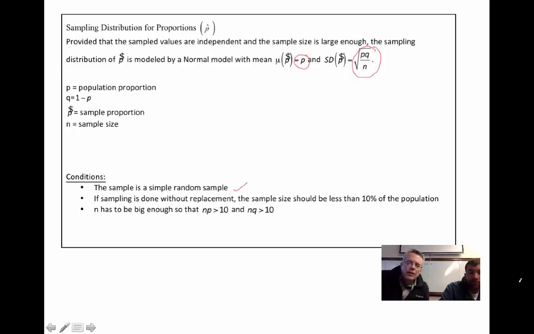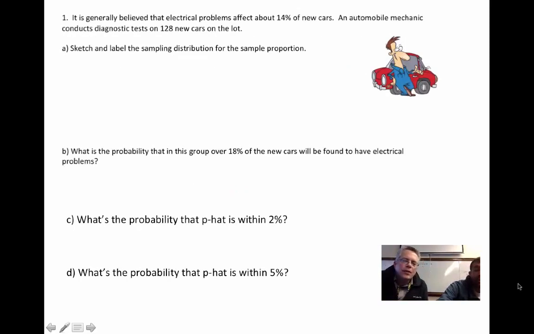All right, here's the example. We're going to do one example and then kick it to the journal. It is generally believed that electrical problems affect about 14% of new cars. An automobile mechanic conducts diagnostic tests on 128 new cars on the lot. So he's taking a sample of 128 cars. Think of all the new cars that are made of that brand. He's taking a sample of 128.